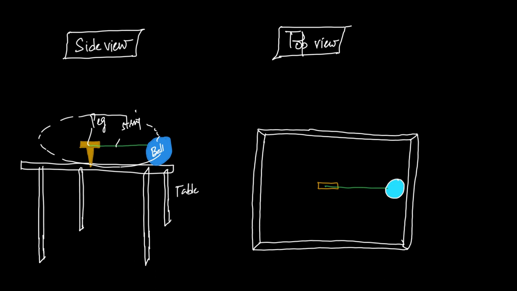So if you were to see the top view, this would look like the surface of the table, right? This is the peg, the thread, and now we have the bob executing circular motion like this, or the particle executing circular motion. Now let us see the various forces acting on this bob.